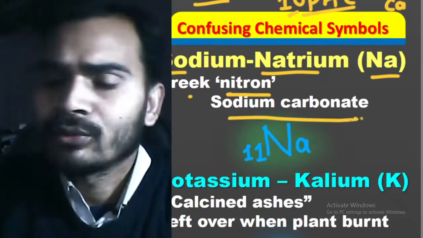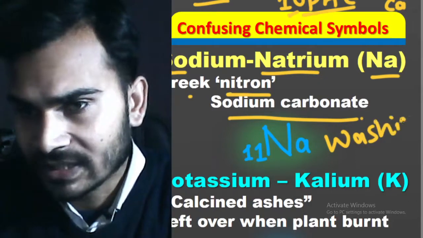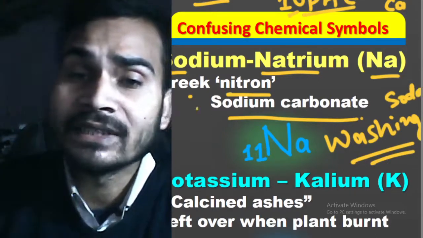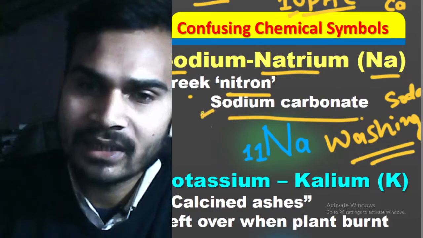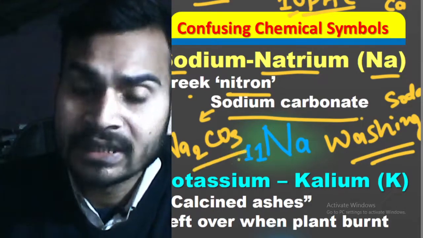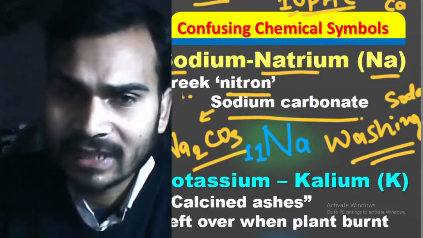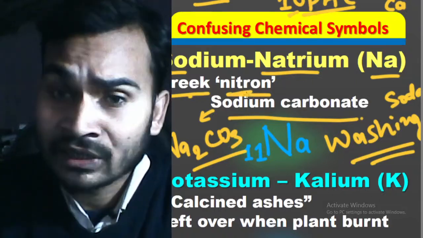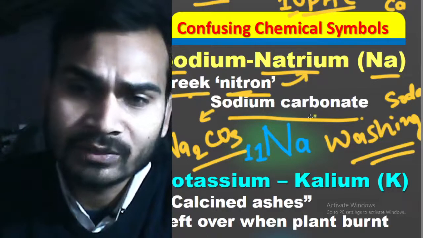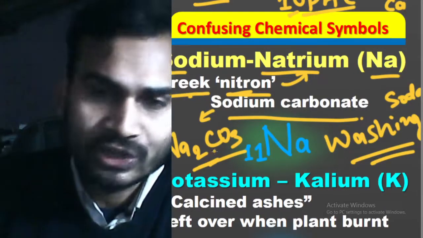nitron, or sodium carbonate. Sodium carbonate is washing soda, which is used in detergent. Yes, sodium carbonate is washing soda and it is used in detergent, and its chemical formula, if you know, is Na2CO3. So basically the sodium word is taken from the Greek word nitron, from which the word natrium is derived. And natrium initially meant sodium carbonate. Sodium carbonate is washing soda and its chemical formula is Na2CO3.